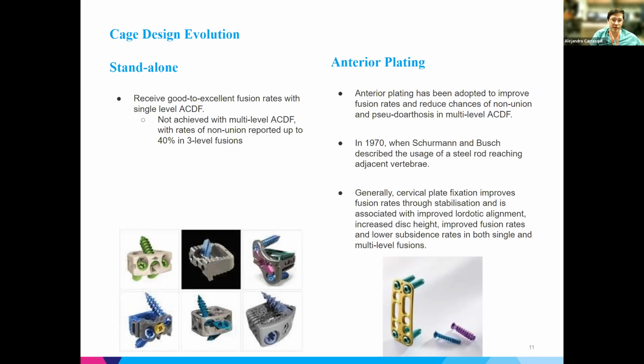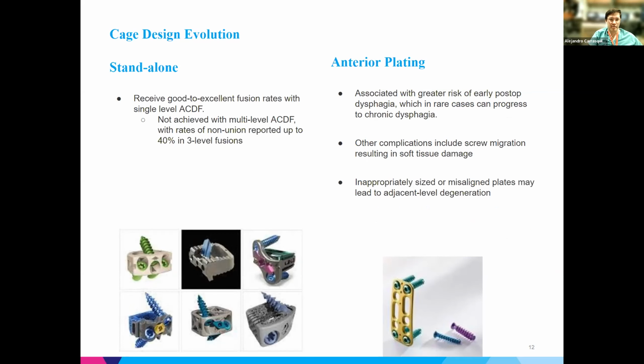While they improve fusion rate and they're associated with improved lordotic alignment, disc height, and lower subsidence, they do come with their own set of complications. Those include scarring to soft tissues in front of the spine and an associated greater risk of dysphagia. Other complications include screw migration and soft tissue damage, and when inappropriately sized or misaligned plates are placed, this may affect adjacent level forces and lead to further degeneration.